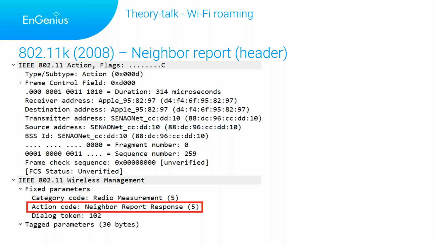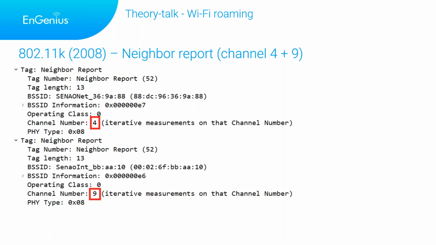So the report from the access point looks something like this. It sends a packet. It says the action code, that is a neighbor report response, and then it gives the number of channels. In this case, they are all 2.4 gigahertz channels, but it can also be 5 gigahertz channels like 36 or 40 that it provides.